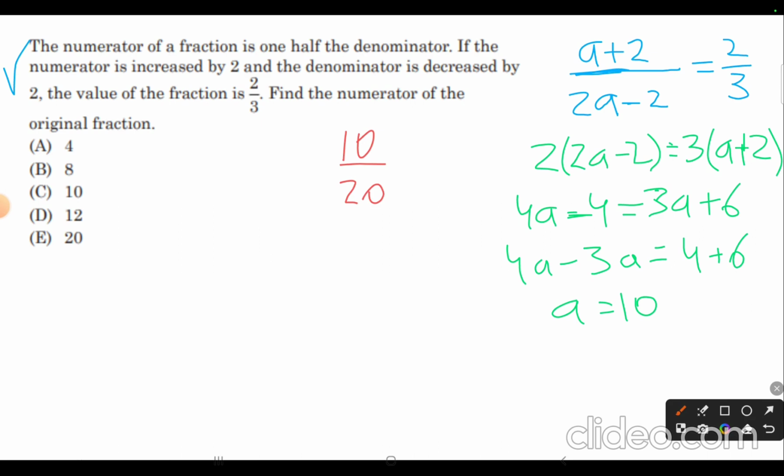Let's check it. The numerator was increased by 2 and 20 was decreased by 2. What do we have? We have 12 over 18. And when you cancel by 6, it is 2 over 3. It is true. Numerator is 10.